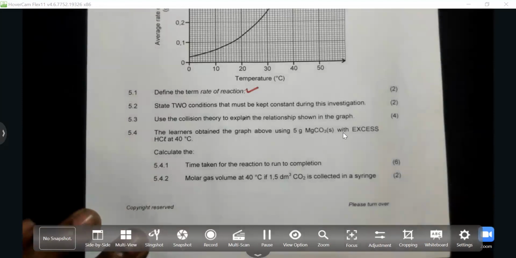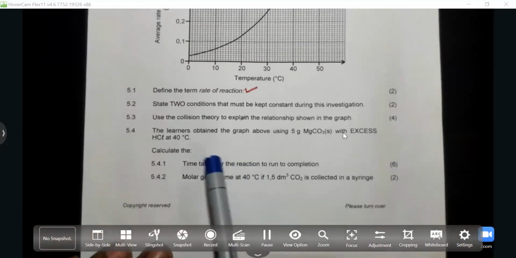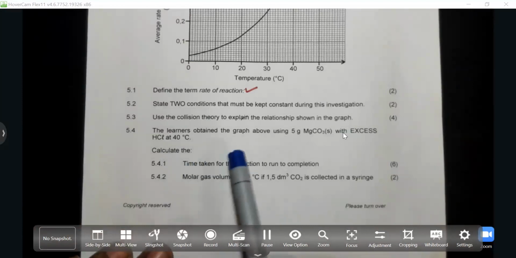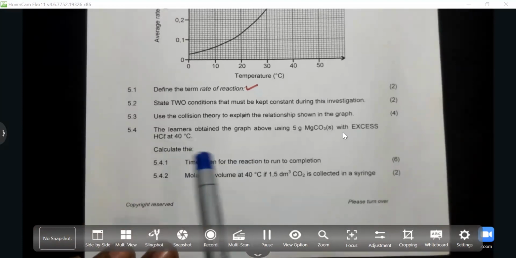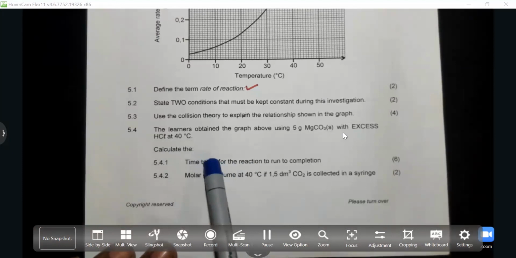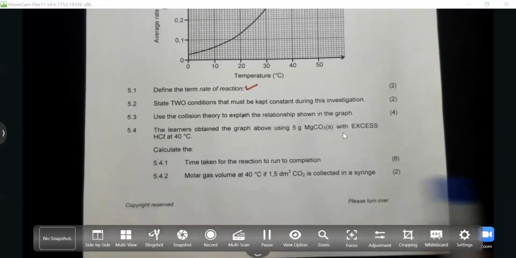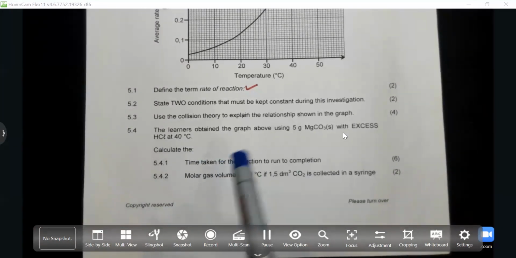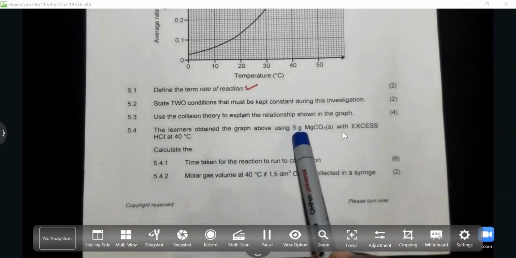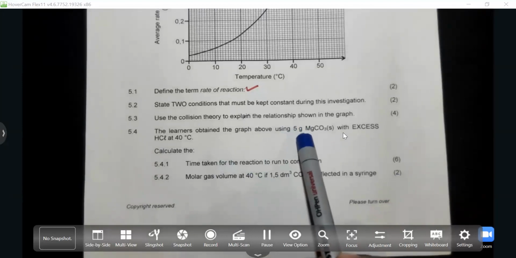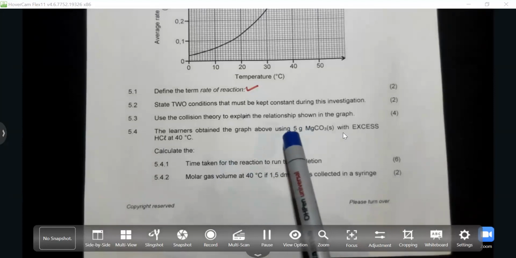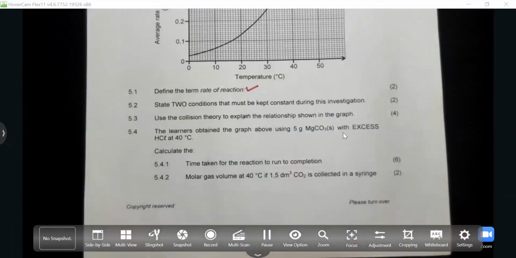In June 2022, again, they've taken the same question 5.4, but they've put it in the same question. So, in the previous year, this would have been 5.4, 5.5, but it's the same standard. This time it is 5.4.1, 5.4.2. This time they've asked us for the time because they've given us the mass. So they could have also given us the volume or the concentration, right?